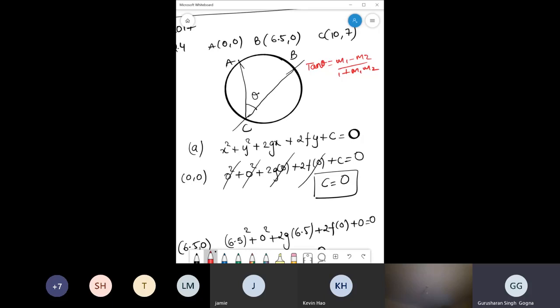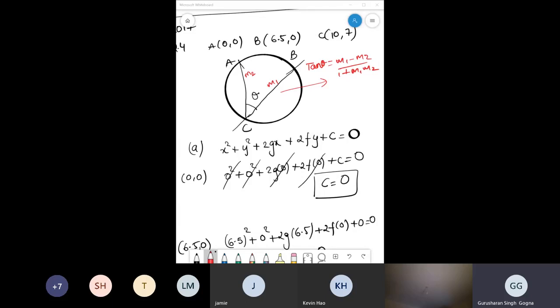So all you need to do is find the slope of this line using the formula y2 minus y1 over x2 minus x1, and this line AC, and then you substitute in this formula to get the angle. Okay, so that's pretty much straightforward, which we already covered.